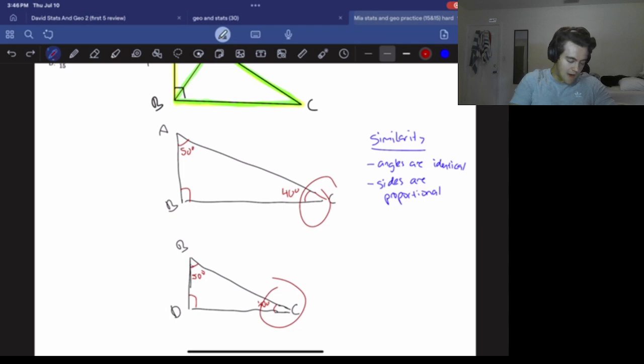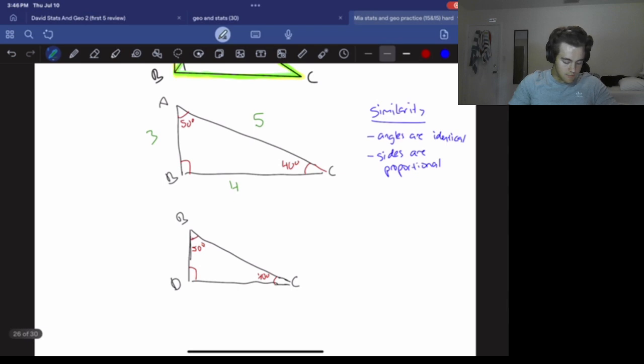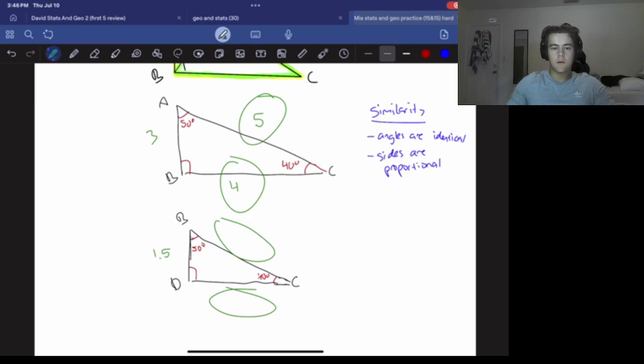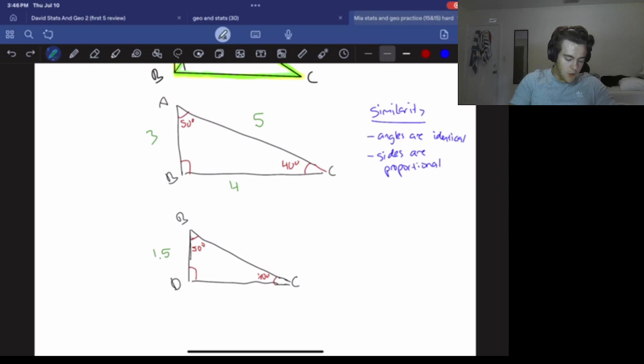So these two triangles have identical angles, and because they're not the same size, their sides aren't going to be identical, they're going to be proportional. What this means is, let's say we had A is 3, B is 4, C is 5. If we knew that BD was, let's just say 1.5, and we wanted to find what BC over DC was, it would just be equal to 5 over 4, because it's proportional. So we can use this relationship.